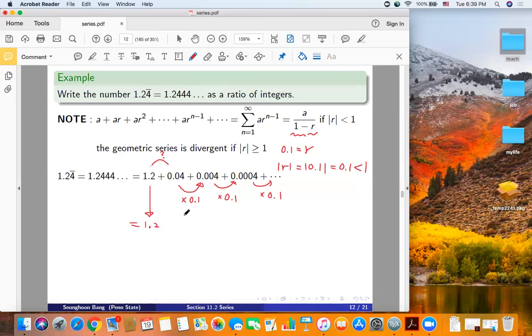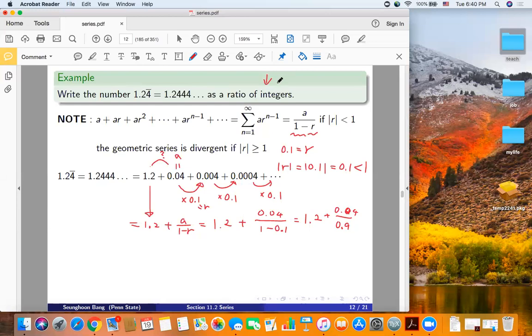1.2. In this case, what is A? This one is A. So this one is like R. The sum is A over 1 minus R. So we have 1.2 plus, A is 0.04 over 1 minus 0.1. So this is the same as 1.2 plus 0.04 over 0.9, is that right?